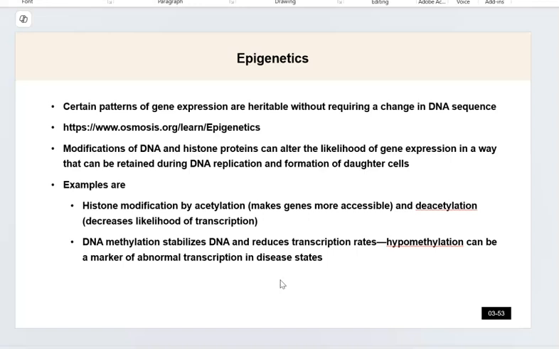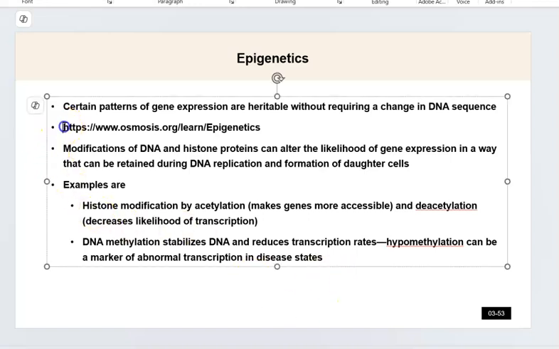Epigenetics is a term that has undergone several changes in meaning, but essentially means the study of heritable changes that do not involve alterations in DNA sequencing. Okay, let's listen to the little blurb on Osmosis about epigenetics.